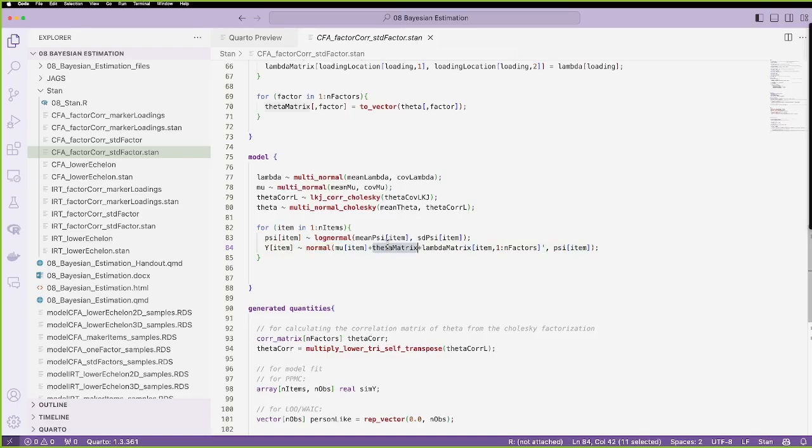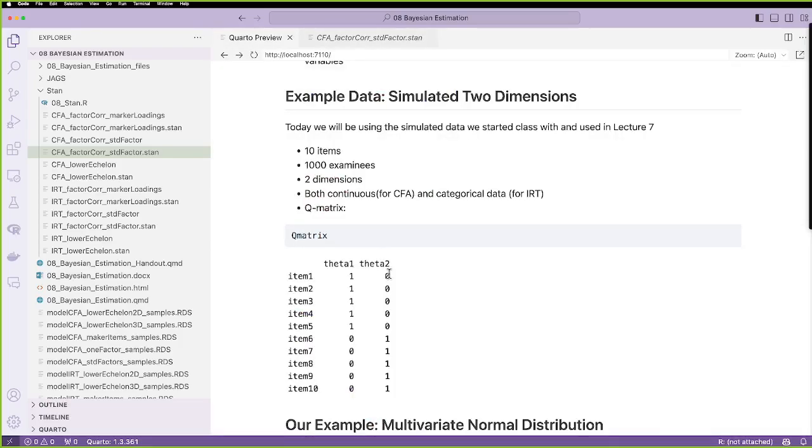So in this case, we have 2 dimensions. We're going to pass 2 thetas in there. So each person has 2 thetas as a row vector here. And then we multiply those thetas by their respective lambdas, right here. However, the Q matrix we give is going to prescribe which lambdas should be estimated and which lambdas should not. So this is where the fun begins.